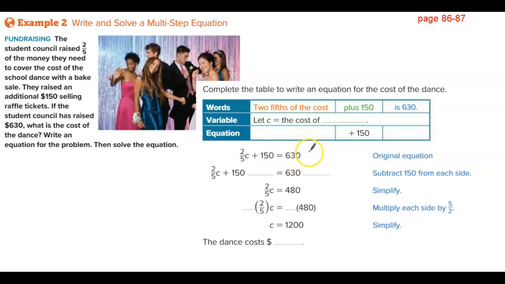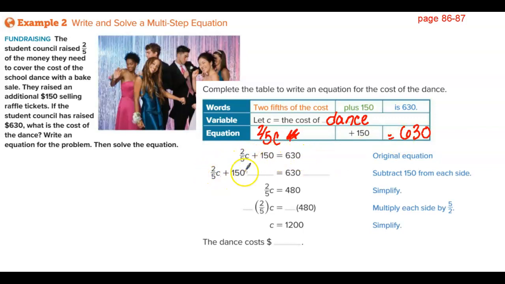Okay, well, now we just have to solve. But up here, what would you write? Let C equal the cost of the dance. It's very hard for me to write in these small spaces. All right, so the equation is going to be 2/5 C plus 150 equals 630. They couldn't have made that any harder on me. All right, so we have 2/5 C plus 150 equals 630.